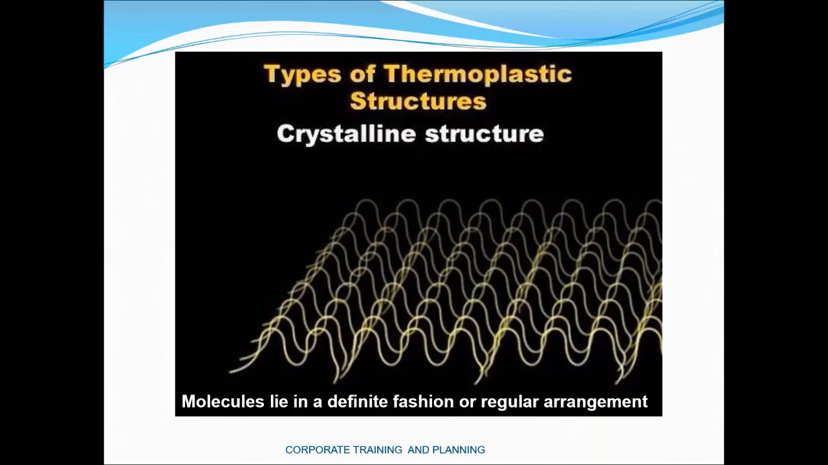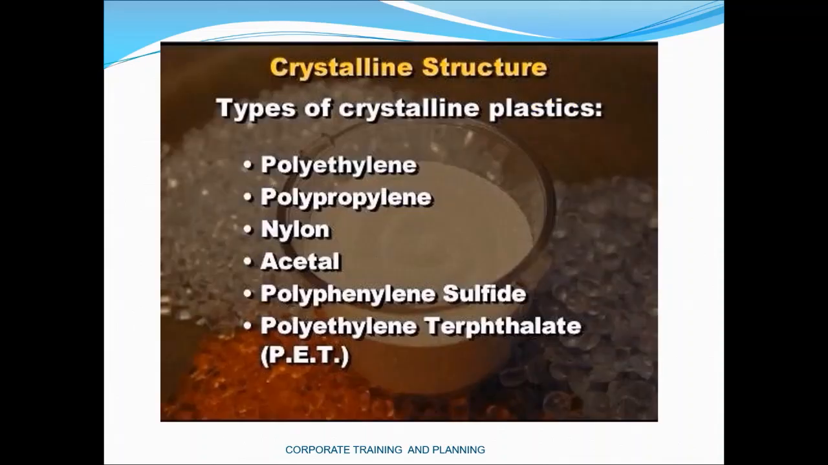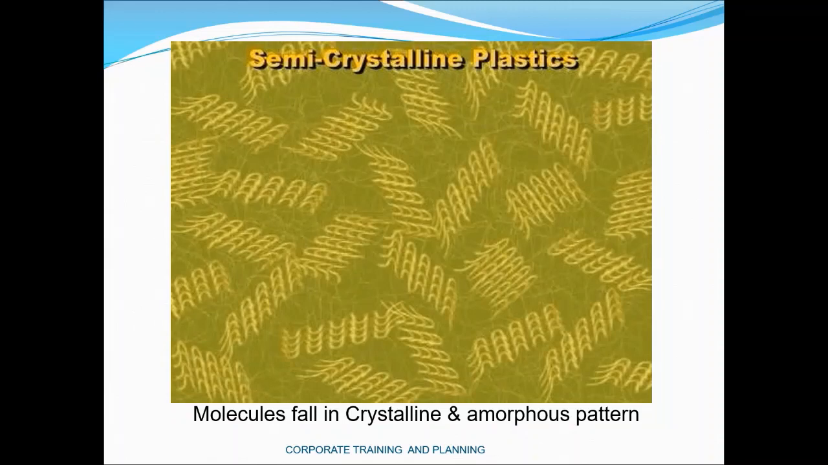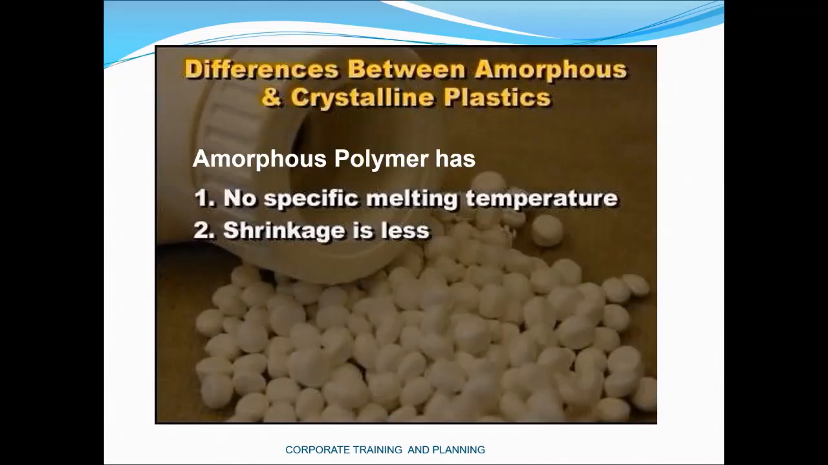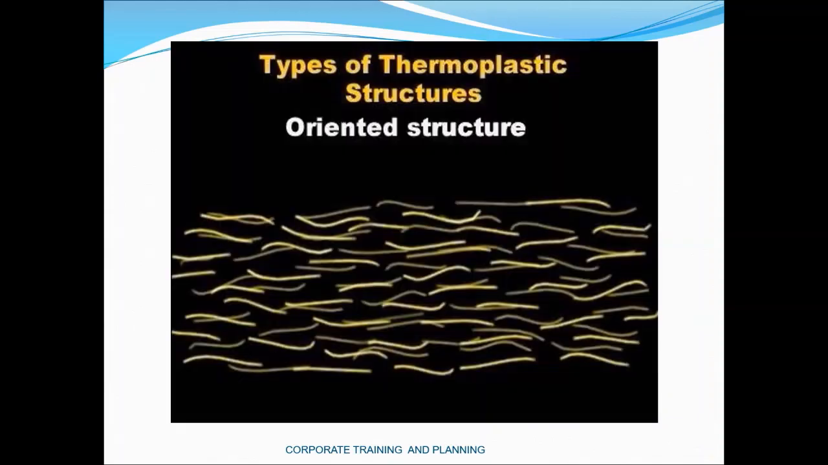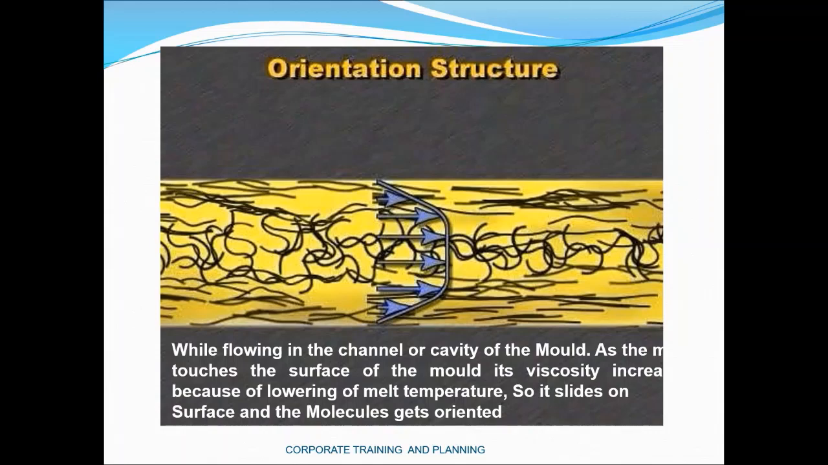Crystalline structure: the types of crystalline plastics are polyethylene, polypropylene, nylon, acetal, and Teflon. These are the semi-crystalline plastics. The shape shows the difference between amorphous and crystalline plastics. Amorphous polymer has no specific melting temperature, and shrinkage is less. Oriented structure indicates the thermoplastic structure. Orientation structure: while flowing through the channel, the material touches the surface of the mold.